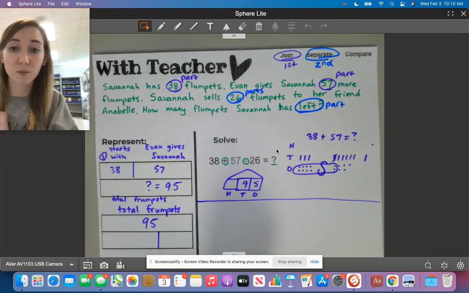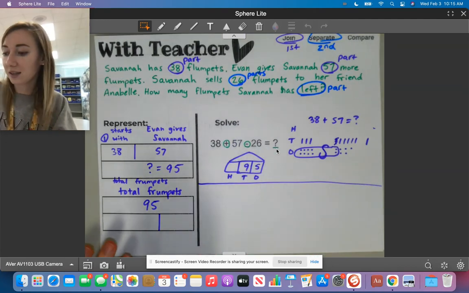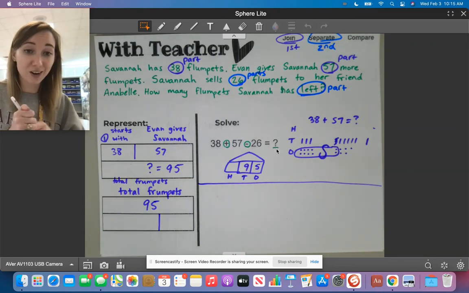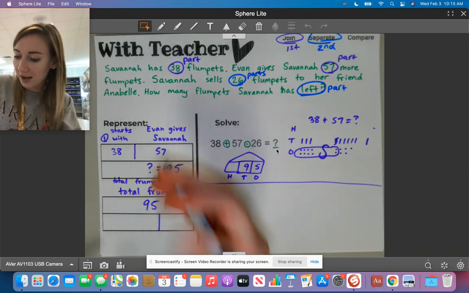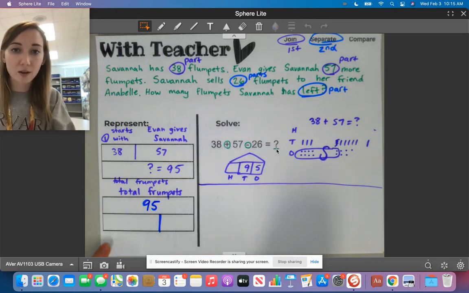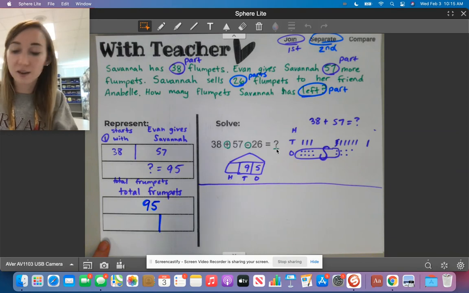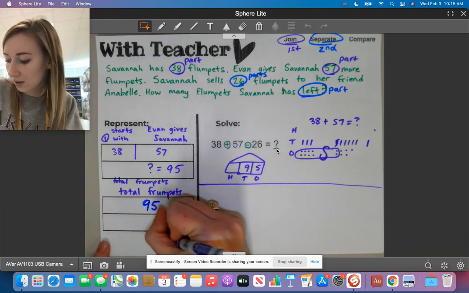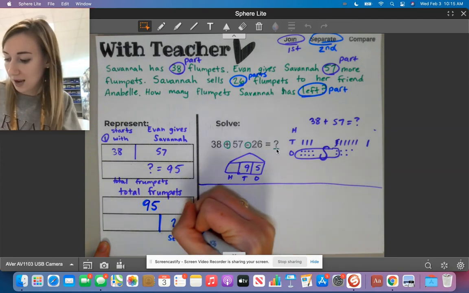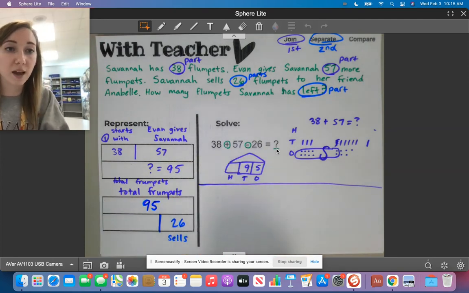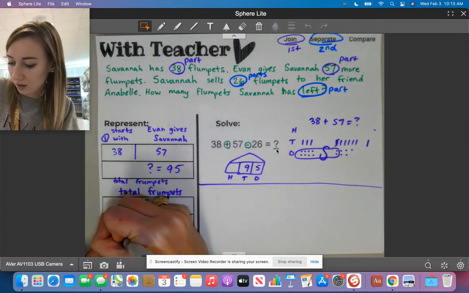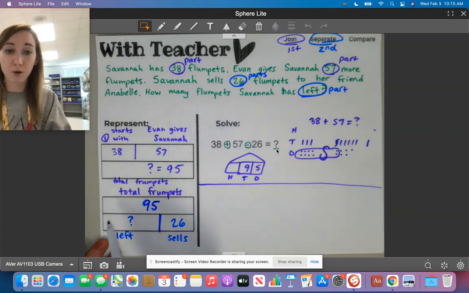And then we have 2 parts. I'm going to give you that. One of the parts is the part that Savannah does what with? She sells. And I actually meant to change colors here. This should all be blue. So I'm going to write it blue, 95, 95. And then we have, how many does she sell? She sells 26. And do we know what part is left? We do not. We do not know the part that is left. So now we have represented both steps.